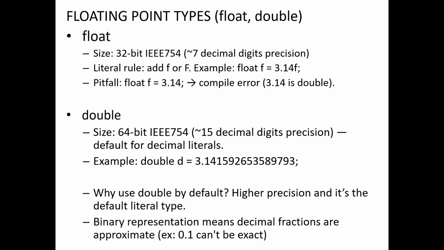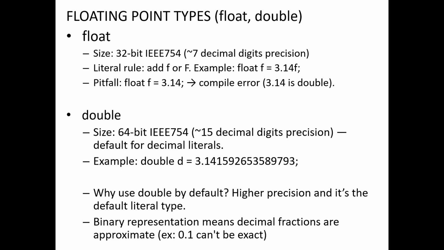Why use double? Higher precision, and it is the default literal type. Again, an interview trick question: is 0.1 plus 0.2 equal to 0.3? We can say not exactly, because a floating point number can't represent some decimals exactly in binary. That's why we sometimes compare doubles with a tolerance value.